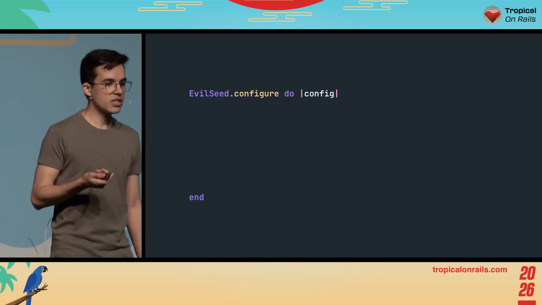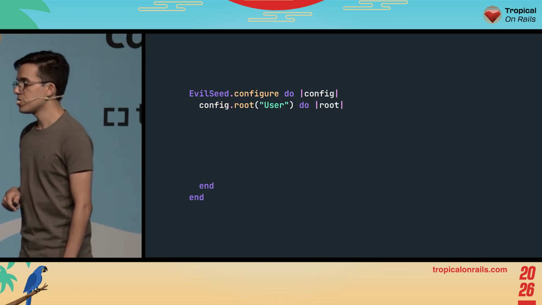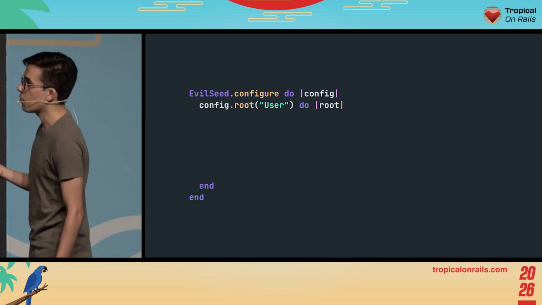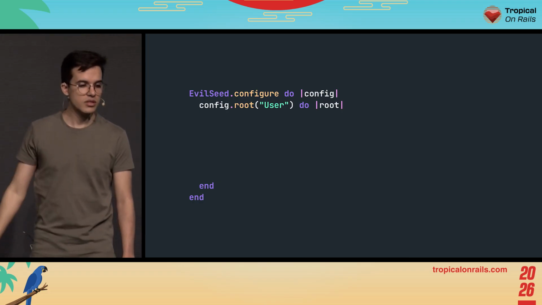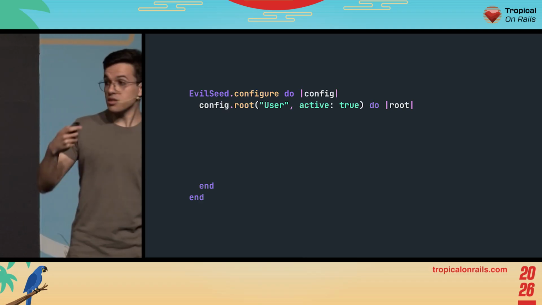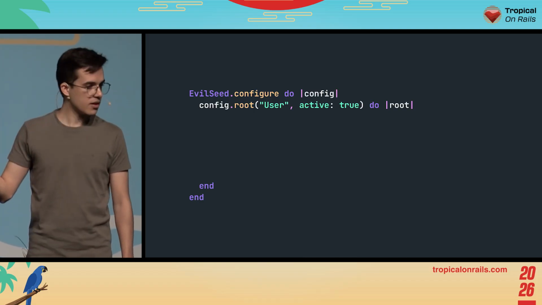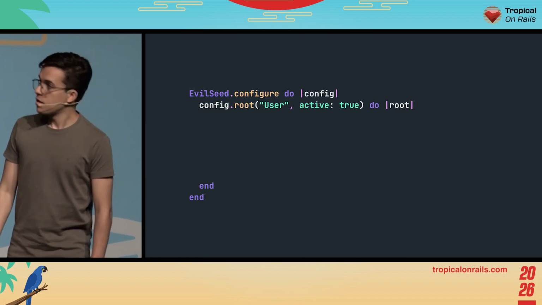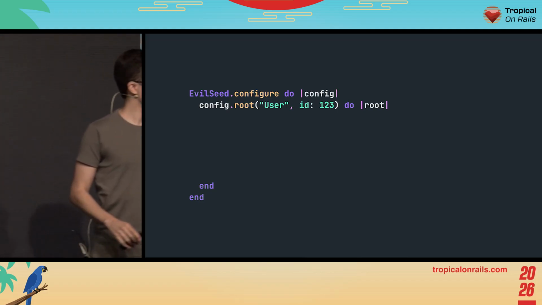So after you install the gem, you just configure it. You call this configure method, and then you define what the root model or root models you want are. In this case, let's say we start with the users, and you can filter, like just the active users or just a particular user, and you would get a dump for this user only. But for this example, we'll use a dump from all the users.